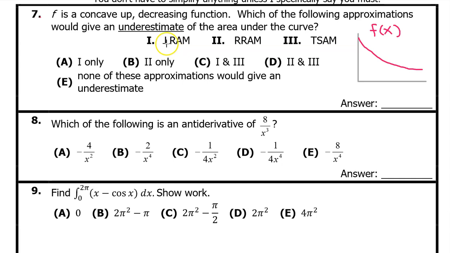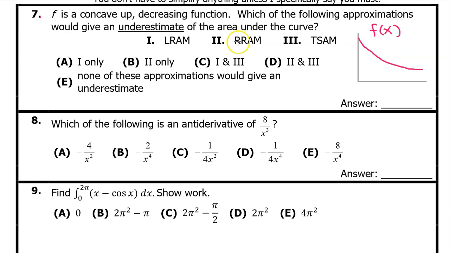LRAM stands for left rectangle approximation method, so we need to use rectangles that are drawn such that the left side of the rectangle ends right on the curve like this. We are trying to estimate the area under the curve. Notice that this rectangle includes some area that is above the curve. So this will give an overestimate, not an underestimate. So I'm not going to circle LRAM.